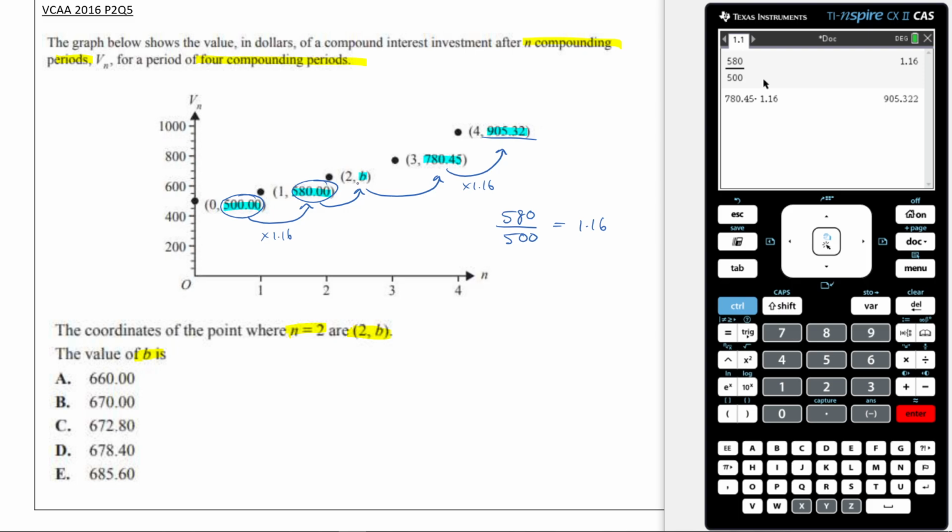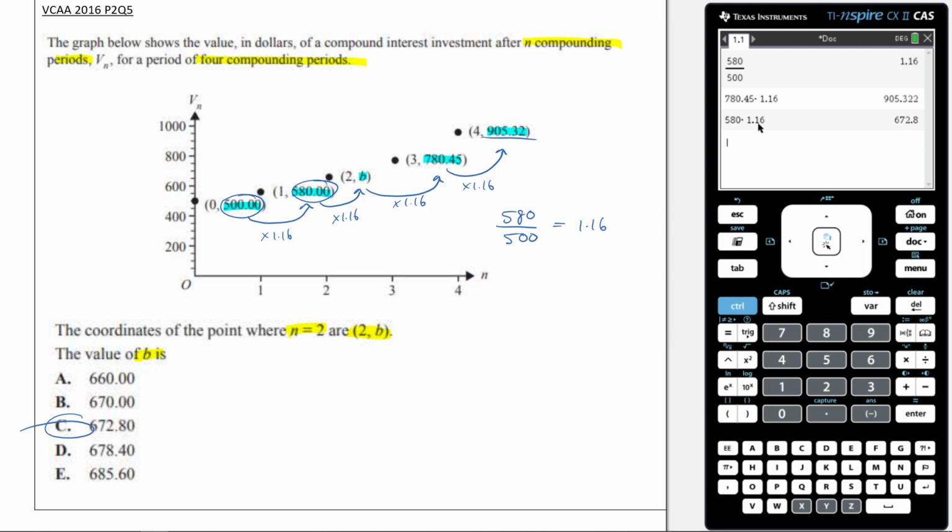So that means if I want to get to the next one here, I'm just going to multiply it by 1.16. So I'm just multiplying by 1.16 each time. Oops, Daisy, things are falling. All right, so I'm going to take 580 and multiply it by 1.16. And that's going to leave me with 672.8, which is C. So C is my answer there.